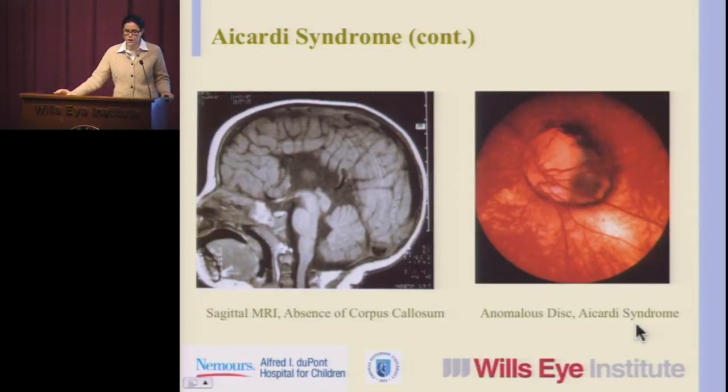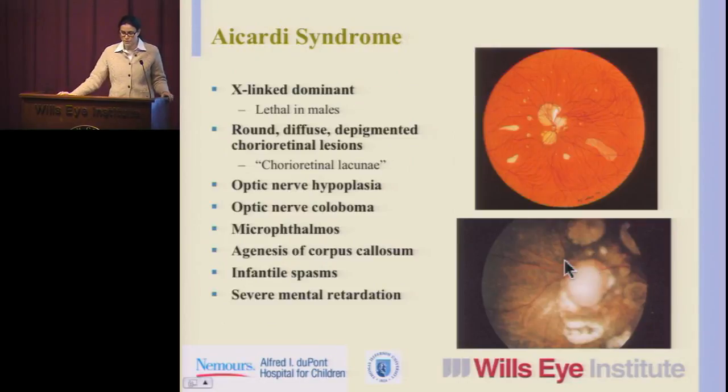And this is just an MRI showing the absence of the corpus callosum and an anomalous disc that you can also see in Aicardi syndrome. I would say more characteristically, this is really a classic picture for Aicardi syndrome.